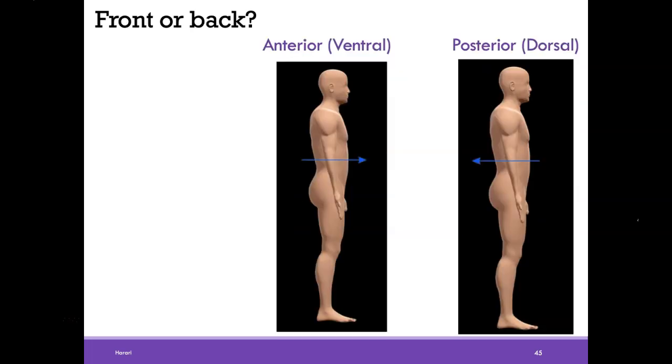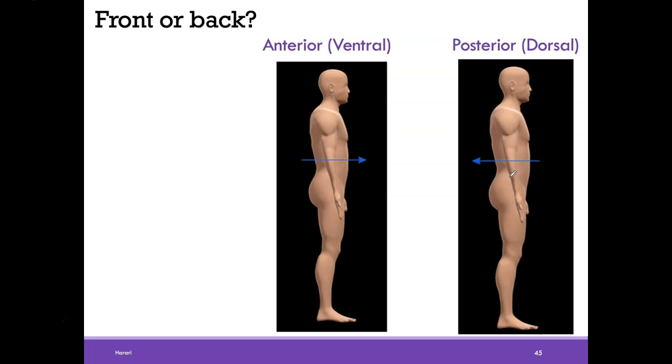Is it front or back? So anterior means toward the ventral side, toward the belly side, or front. Posterior means toward the back, or dorsal. There's a little bit of a difference here. Most of the time, posterior is the same thing as dorsal. The back is in the posterior.